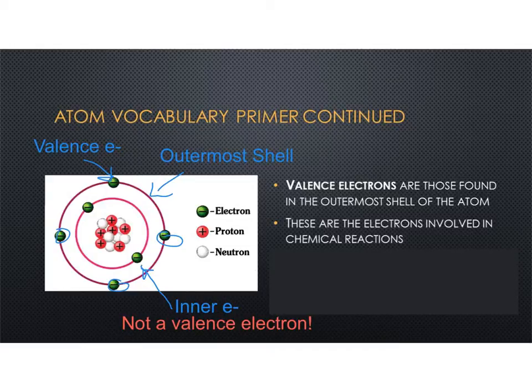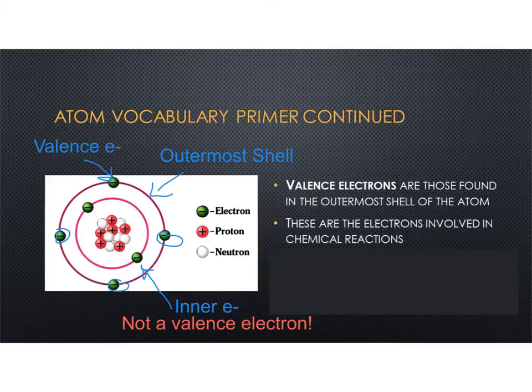Well, it's because they are the ones involved in chemical reactions. So I can't stress to you how important it is to understand the difference between a valence electron and all the other electrons in an atom. If they're the ones involved in chemical reactions, and chemistry is the study of matter and the changes it undergoes, those changes are the chemical reactions. So you gotta know about the valence electrons.